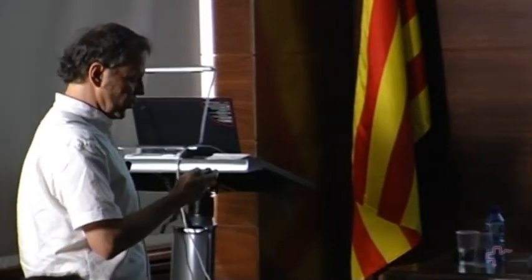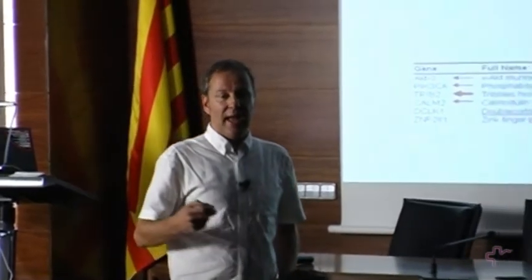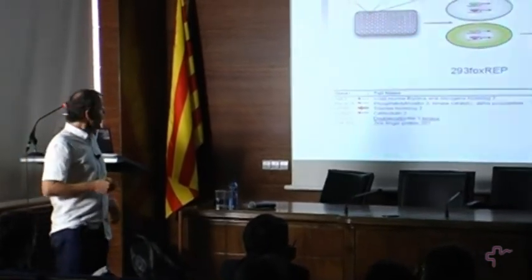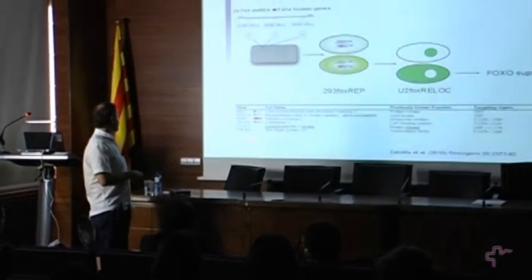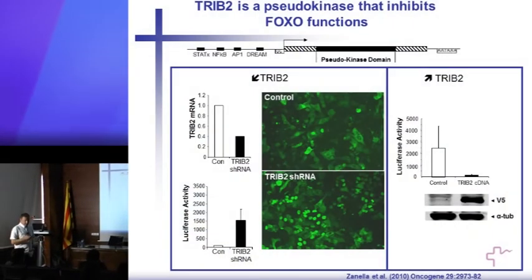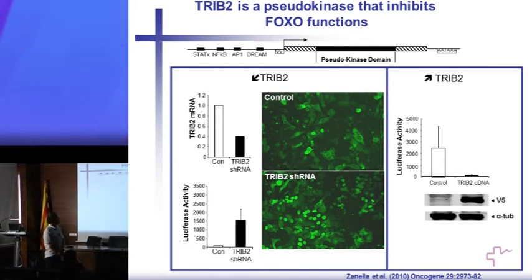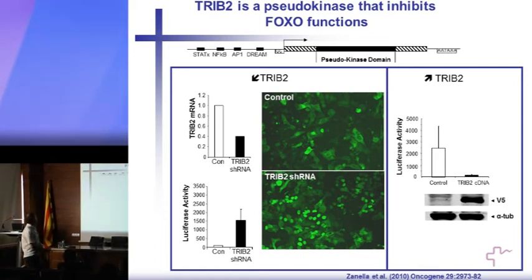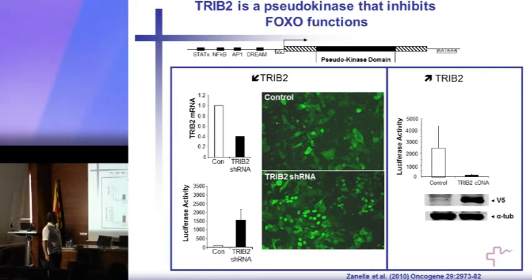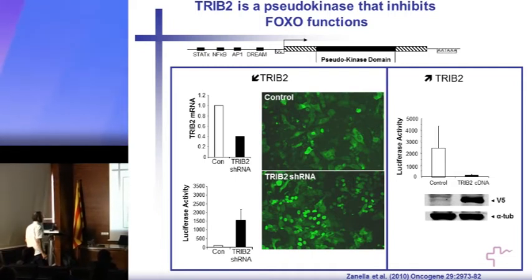And here we have, as I told you, calcium and calmodulin, also known players in the PI3 kinase AKT pathway, and one gene that drew our attention was TRP2. TRP2 is the mammalian homologue of the Drosophila gene tribbles. It's a pseudokinase, and when we silenced tribbles, Foxo went into the nucleus and triggered Foxo-dependent transcription.